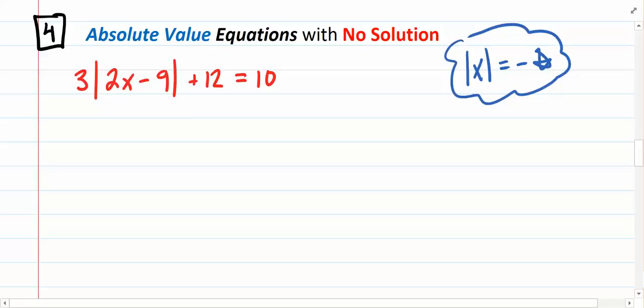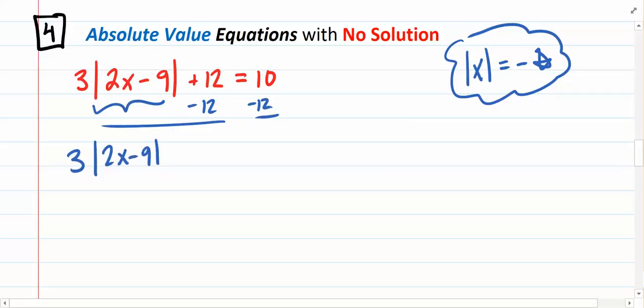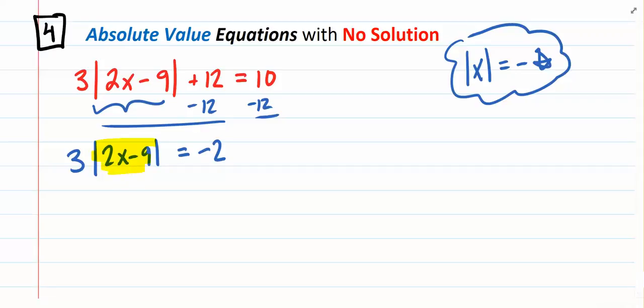So first, I want to do the same thing as I normally would. I'm going to isolate the absolute value. So I would subtract 12 from both sides. So I get 3 times the absolute value of 2x minus 9 is now worth 10 minus 12, which is negative 2. I can already tell this is not going to have a solution because it's equal to a negative, but I'm not yet done isolating my absolute value term.